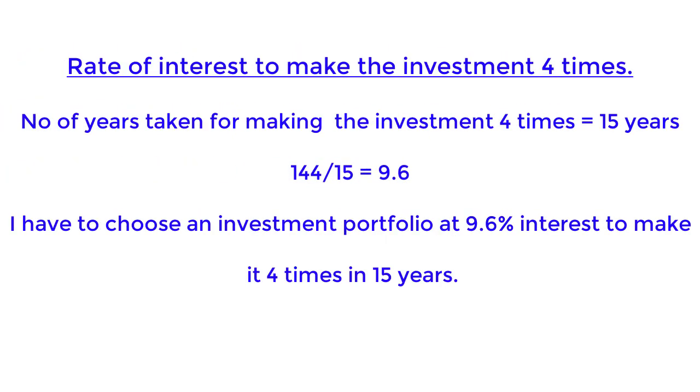And if I want to make the same 10,000 into 40,000 in 15 years, at which rate of interest do I have to invest? Simply divide 144 by 15, that is the number of years, I will get 9.6. That is, I have to choose a 9.6% portfolio in which I need to invest.